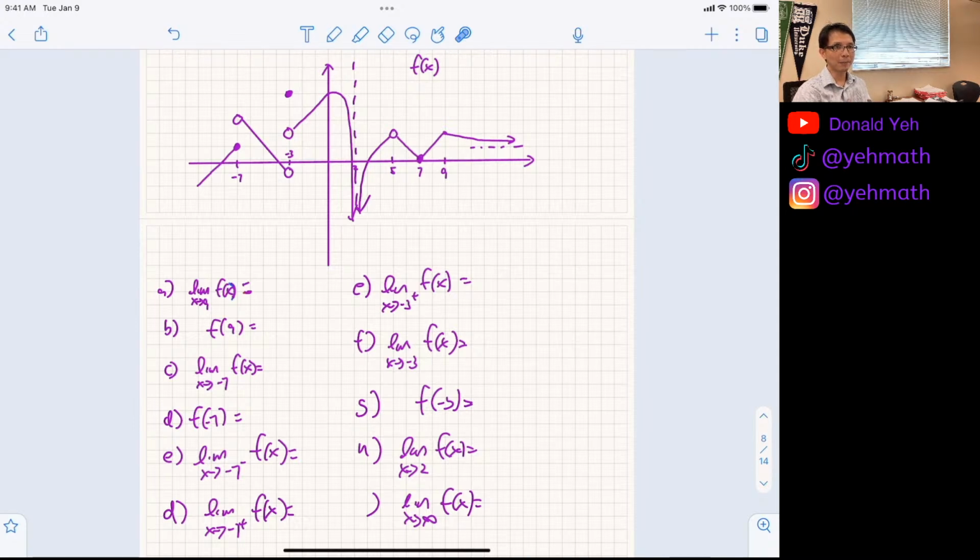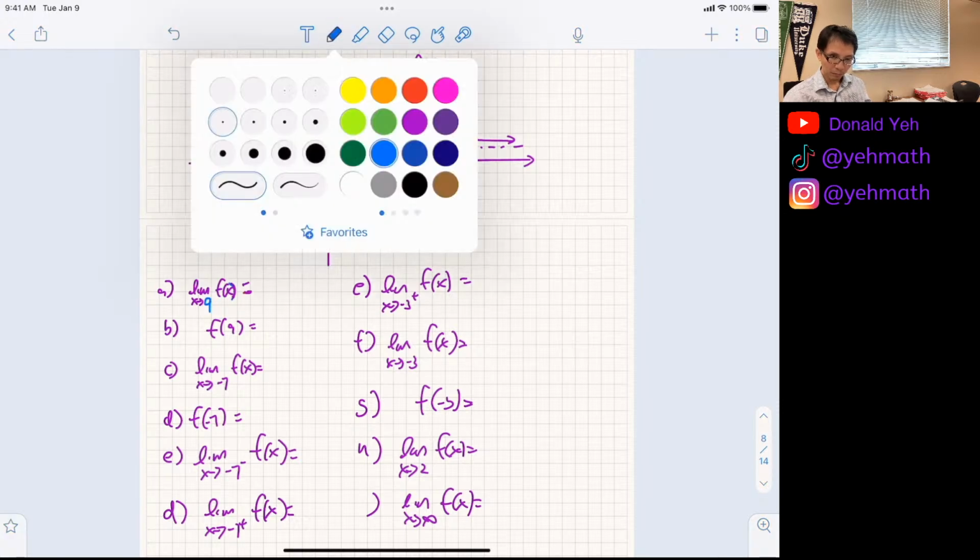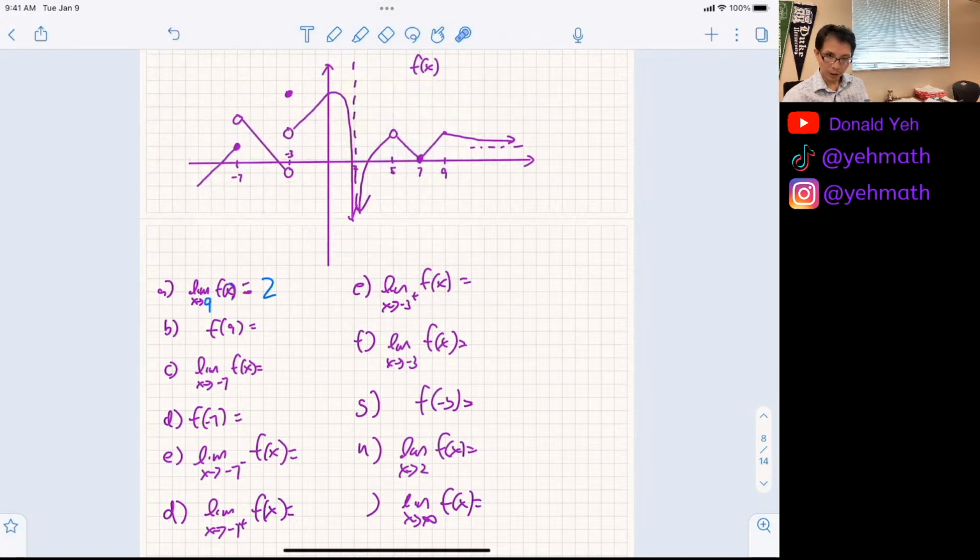So what happened when limit x approaches 9 in here? On the first one here, it says x approaches 9. What happened when it approached 9? Danny? Just 2, yeah. It just reached 2 from both ends, though.